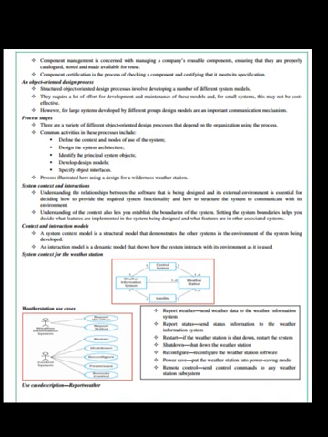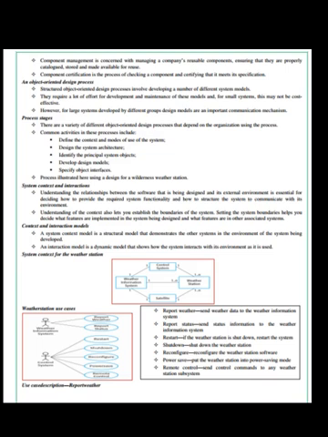System context and interactions. Understanding the relationship between the software that is being designed and its external environment is essential for deciding how to provide the required system functionality and how to structure the system to communicate with its environment. Understanding the context also lets you establish the boundaries of the system. Setting the system boundaries helps you decide what features are implemented in the system being designed and what features are in other associated systems.